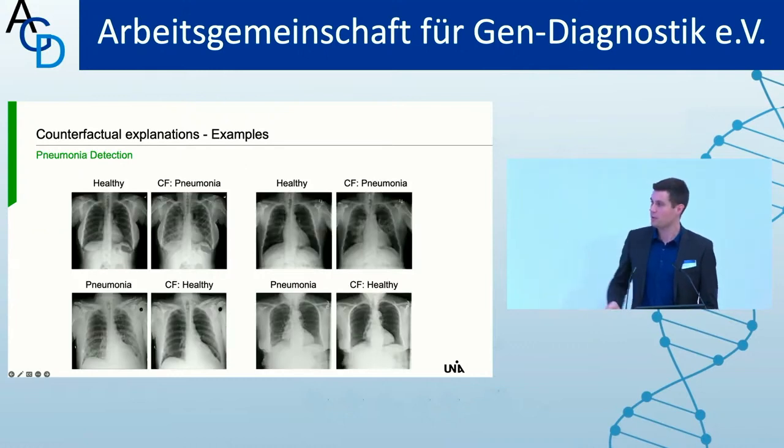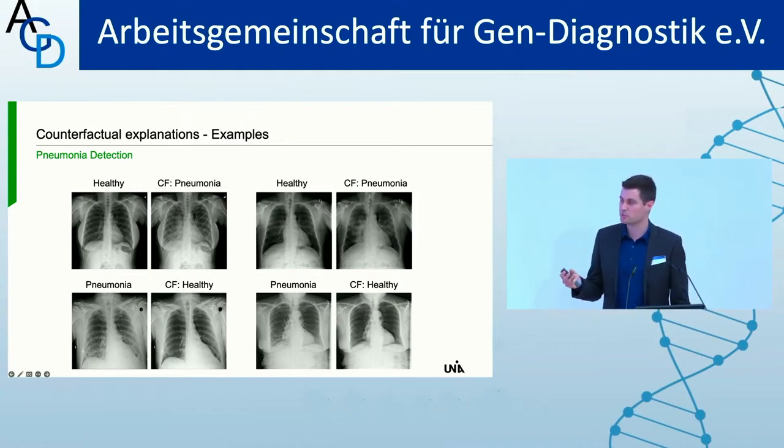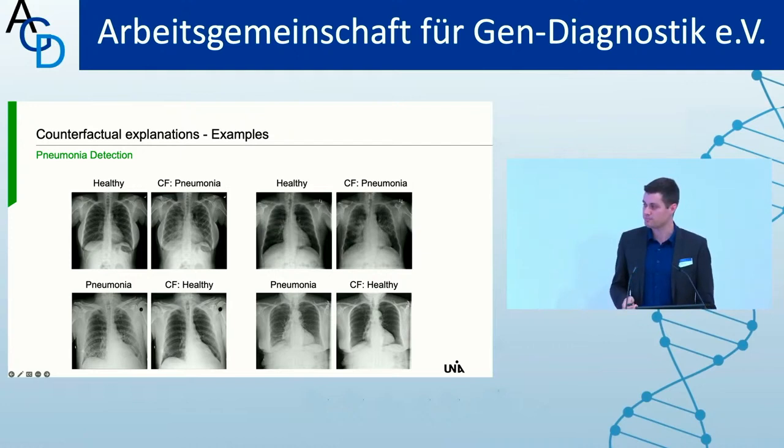Here we have another example with the pneumonia X-rays. On the upper row, you see on the left side the healthy image, and on the right-hand side the counterfactual explanation, what the lung might look like if it had pneumonia. And in the bottom row, you see the pneumonia original image, and with the counterfactual explanation, it becomes a healthy lung.